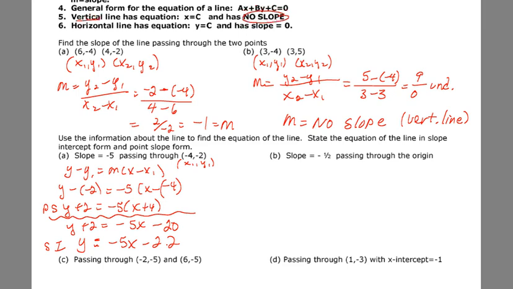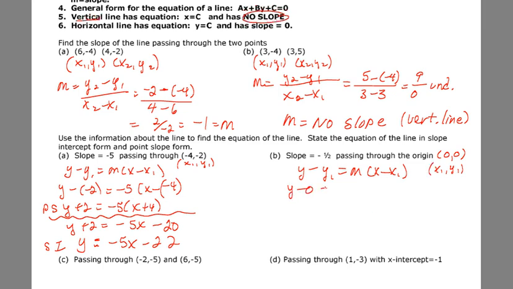Let's look at this one. Part B. We have a slope of a negative 1/2, and it says it passes through the origin. Well, what they're doing is they're giving us a slope and a point, because the origin is the point 0, 0. So if I have a slope and I have a point, I'm going to use the point-slope form, y minus y1 equal m times x minus x1. And in this case, the x1, y1 will be the 0, 0.